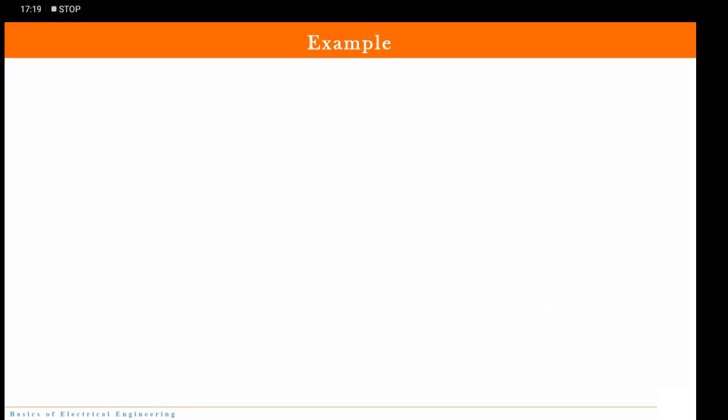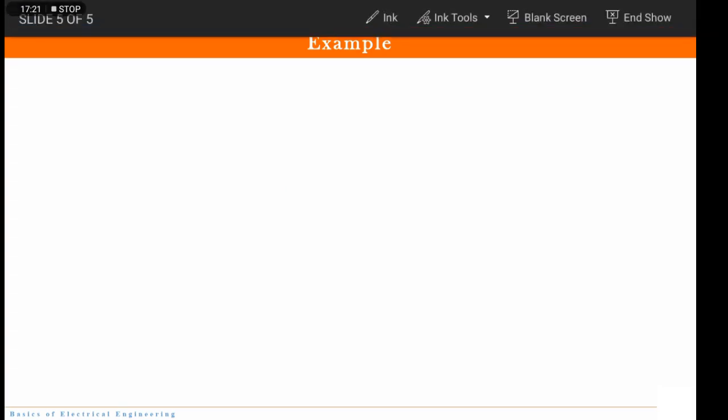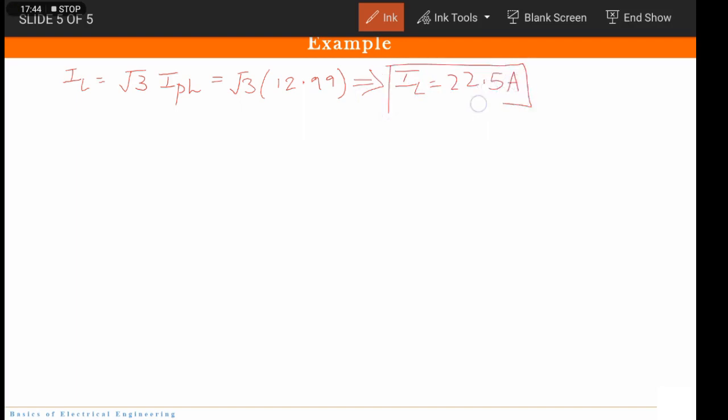What is the next step? We will be calculating the line current now. What is the equation for line current? Root 3 times phase current. So root 3 into 12.99. So my line current comes out to be 22.5 amperes. This is one more answer.